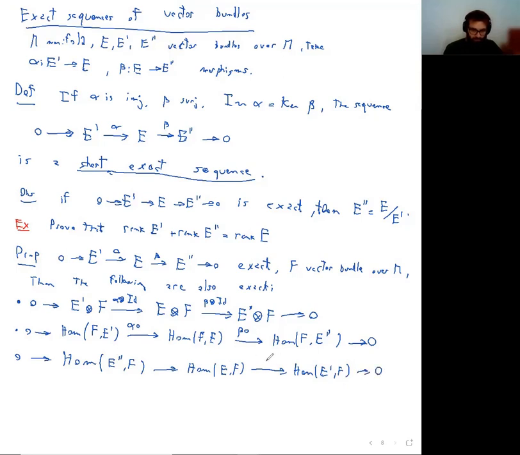And here, because you're pre-composing, that's why it switches direction. Again, this is the standard way to define these maps. So this can be rephrased by saying that tensoring with something is an exact functor. I don't know how much you know about category theory.